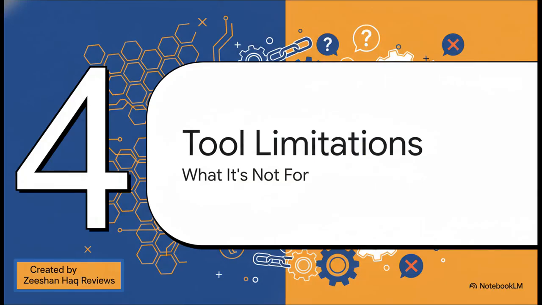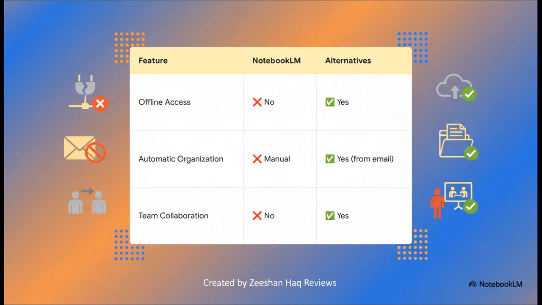Okay, but let's be real for a second. No tool is a silver bullet, right? And to really get the most out of NotebookLM, you have to know what it's not good at. So let's talk about its limits. This chart lays it out pretty clearly. First off, you need to be online. There's no offline access. It's also not going to automatically sort through your email and pull in files for you. That's a manual job. And, really important, this is a solo tool. It's built for you, the individual, not for big team projects.